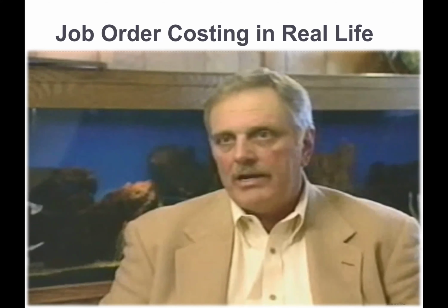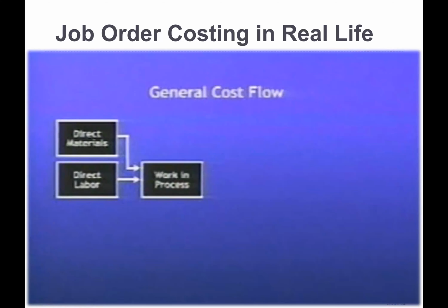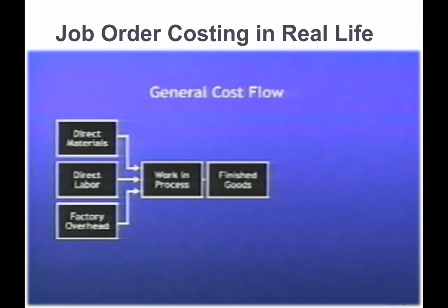When the job is completed, overhead is allocated and the job cost sheet is completed. Finished goods are moved out of production. And similarly, the accumulated costs are moved out of the work in process inventory and into the finished goods inventory.